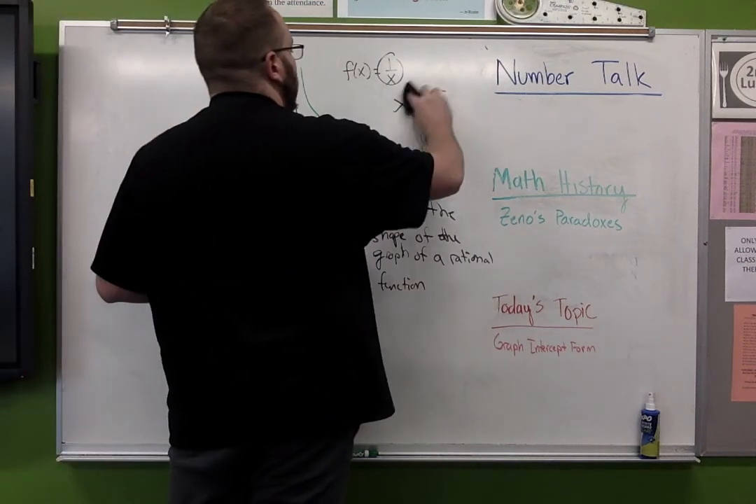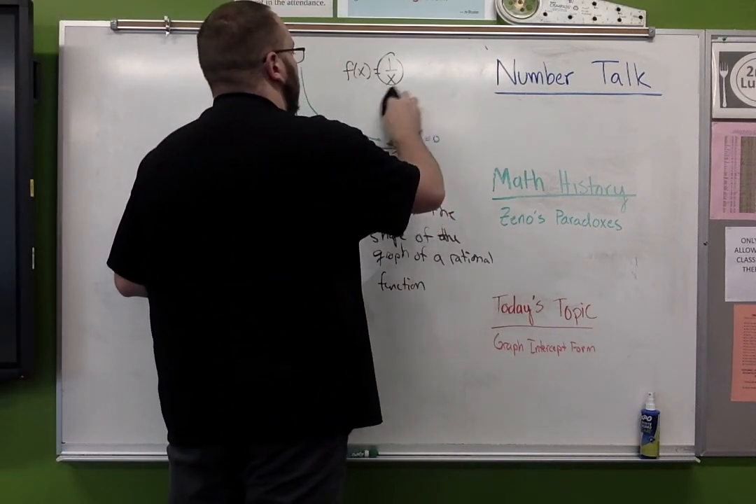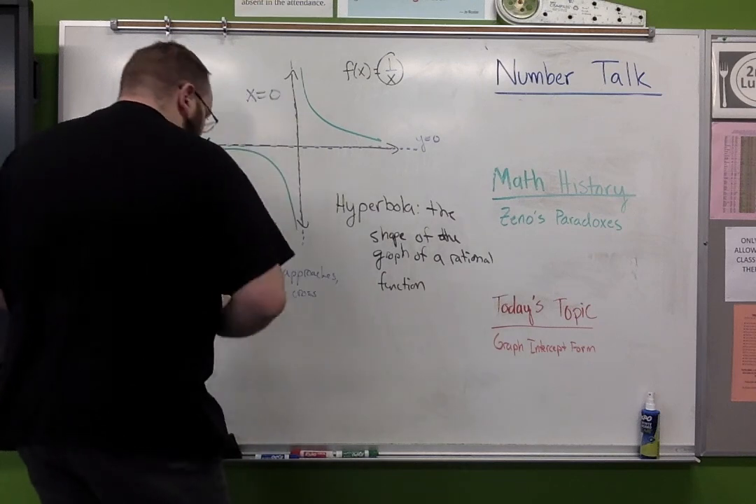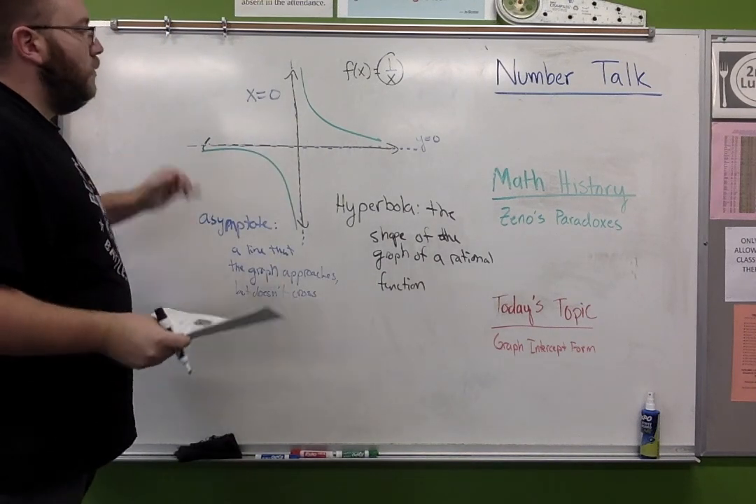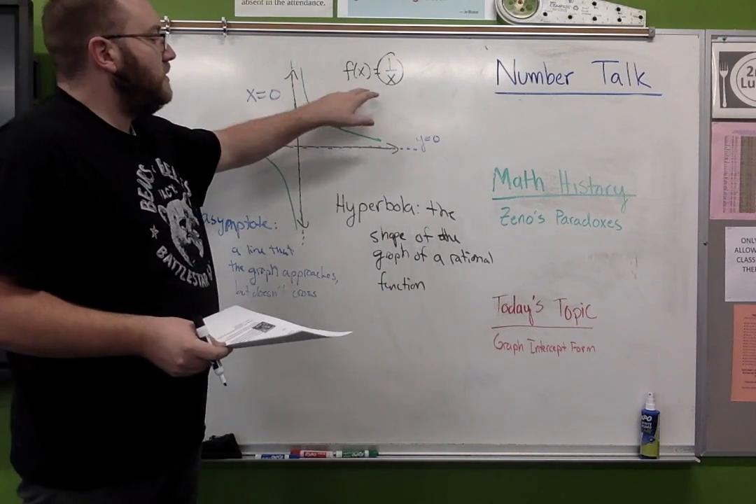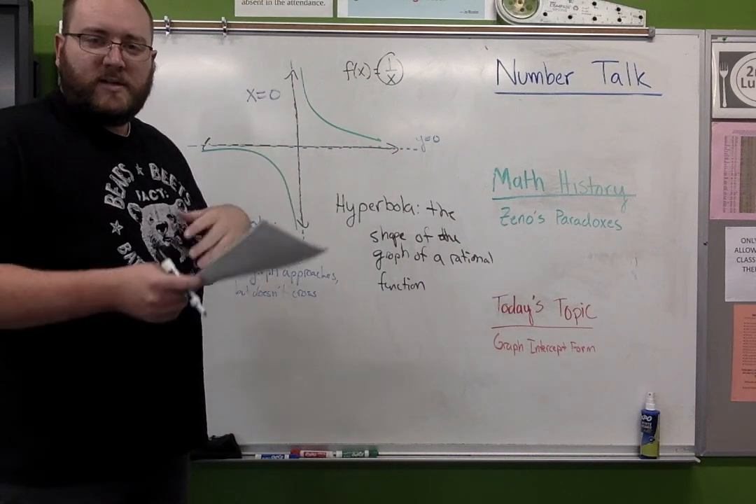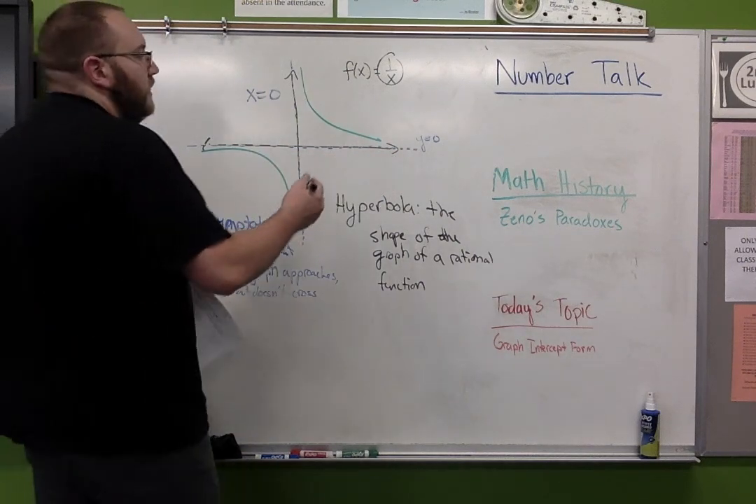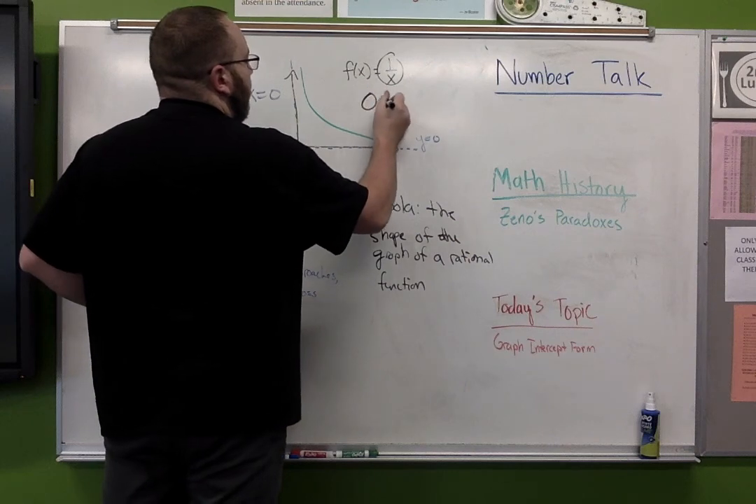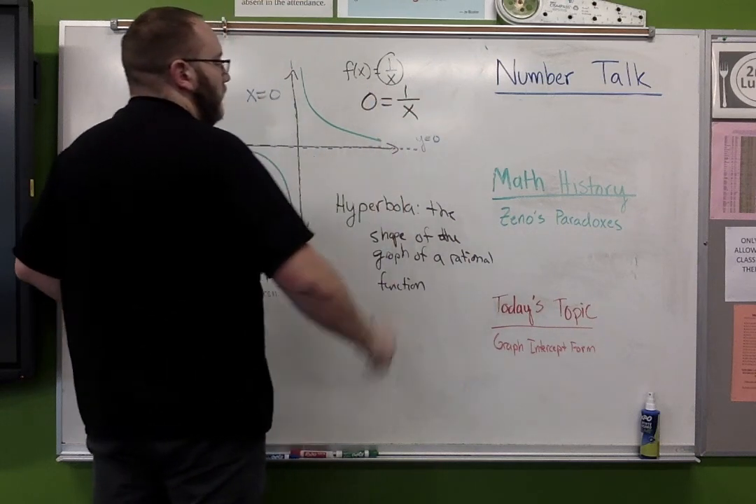I also want to show you this too. Y equals 0. Y and f of x are interchangeable. They're synonyms, right? That just means the output value. So let's come here. I want to find where y will equal 0 for 1 over x.